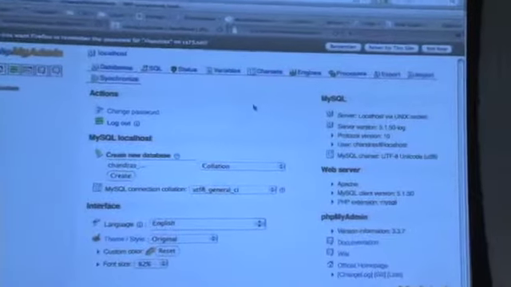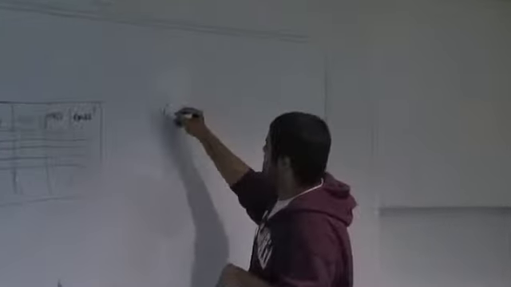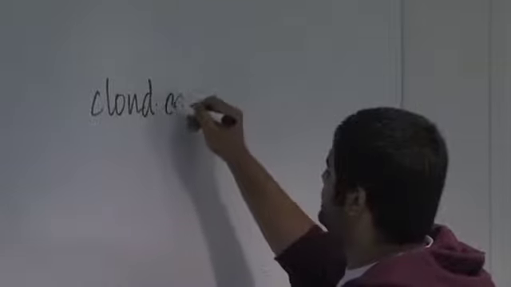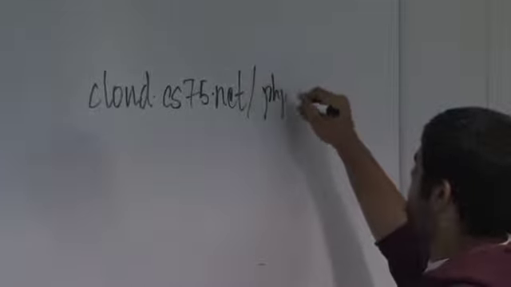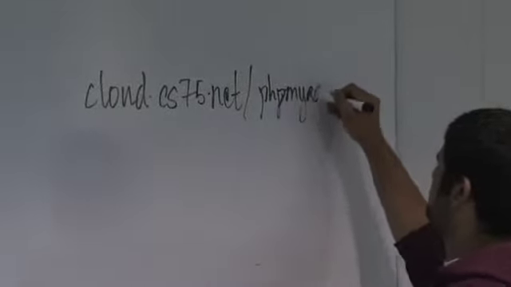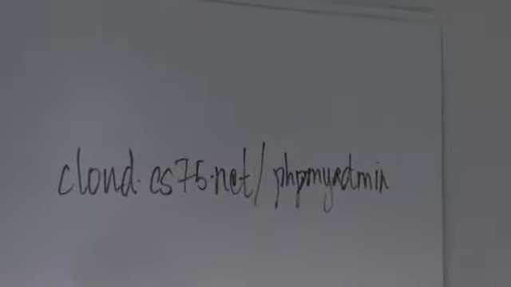So before we get started, some logistics regarding SQL. So the URL for where phpMyAdmin on the cloud is cloud.cs75.net/phpMyAdmin. This phpMyAdmin is basically a graphical interface for you to access the SQL databases. So to create a database, to create tables within the database, etc.